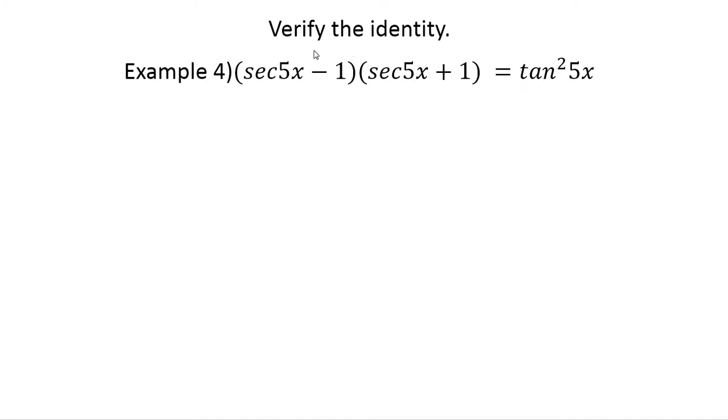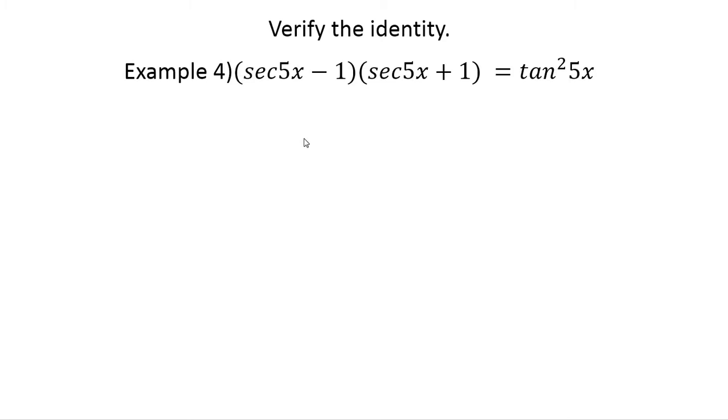Well, to me, the left side definitely got a little more going on than this side. Tangent squared 5x, that's pretty simple. So let's use our algebra skills. Let's combine. So we're actually going to multiply out this left side and see what happens. So let's go ahead and do that.